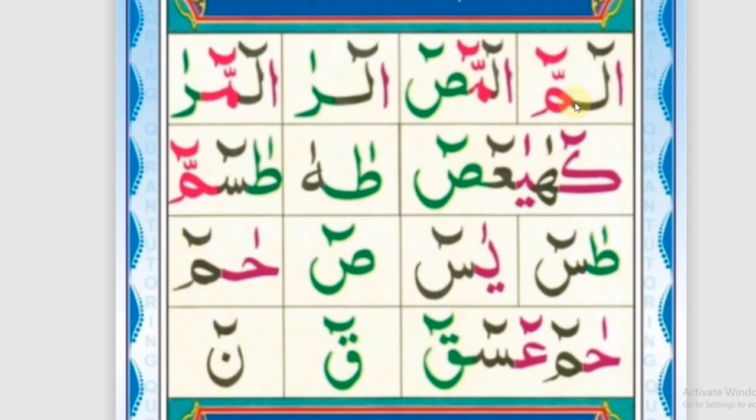Next is lam. Lam has MADD, so we will stretch lam. Mim has MADD, so stretch mim. Like alif, lam, mim. Okay, stretch. Next. Alif lam mim sad. Okay, stretch. Lam, mim and sad, because these 3 letters have MADD.